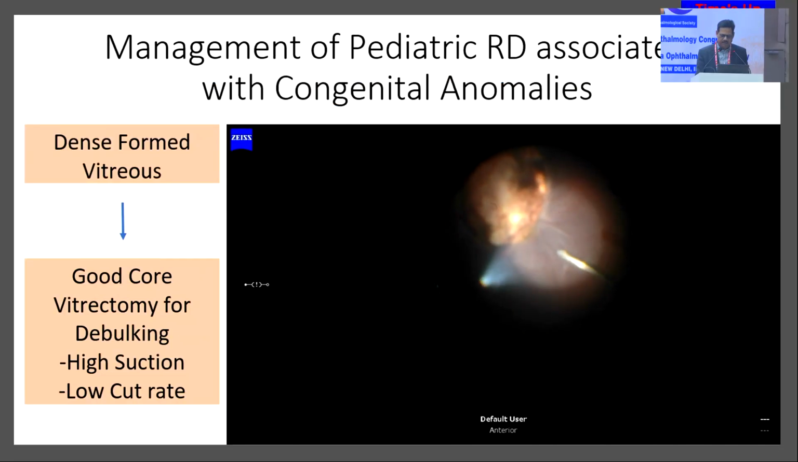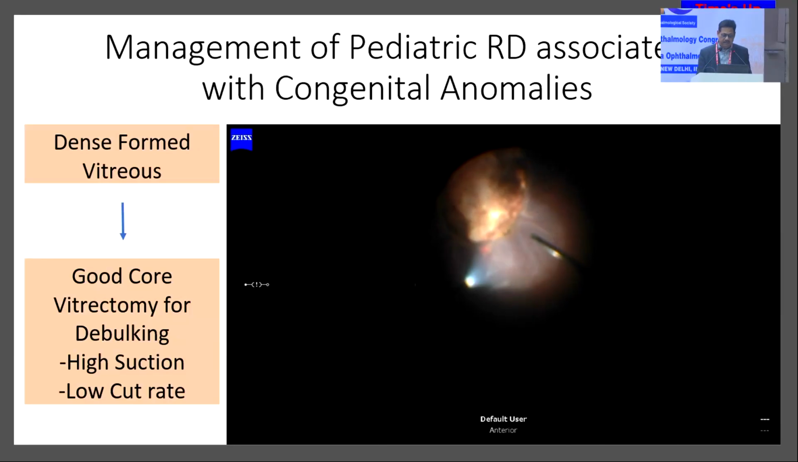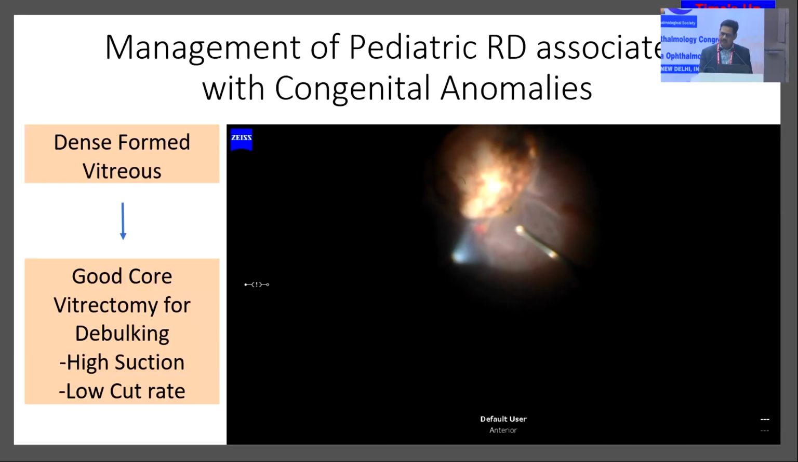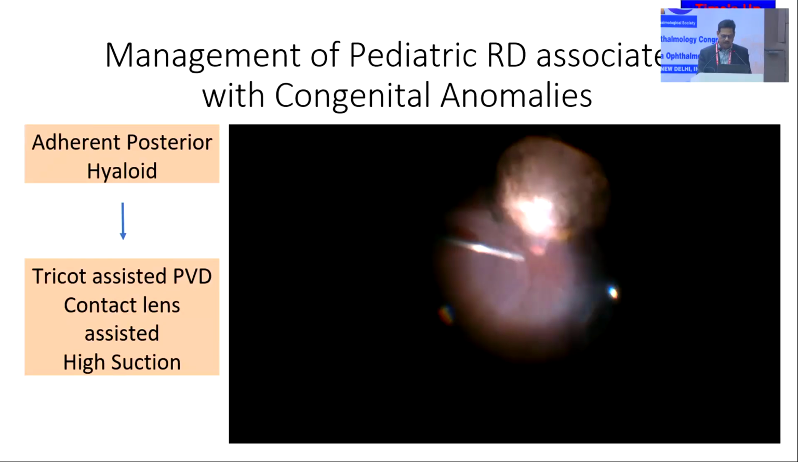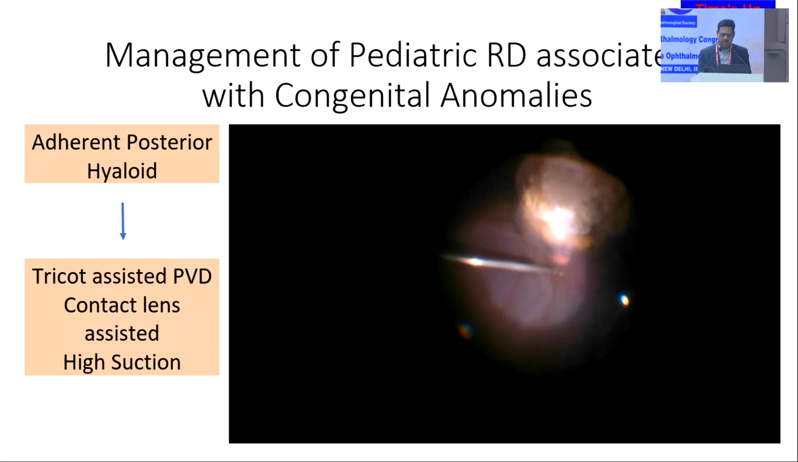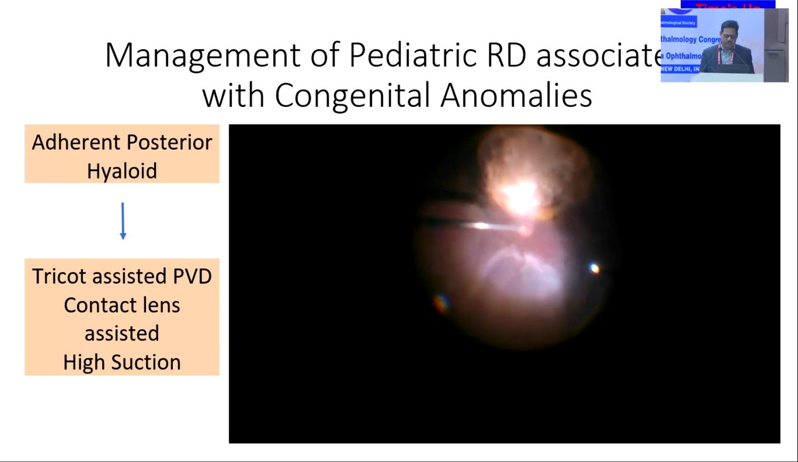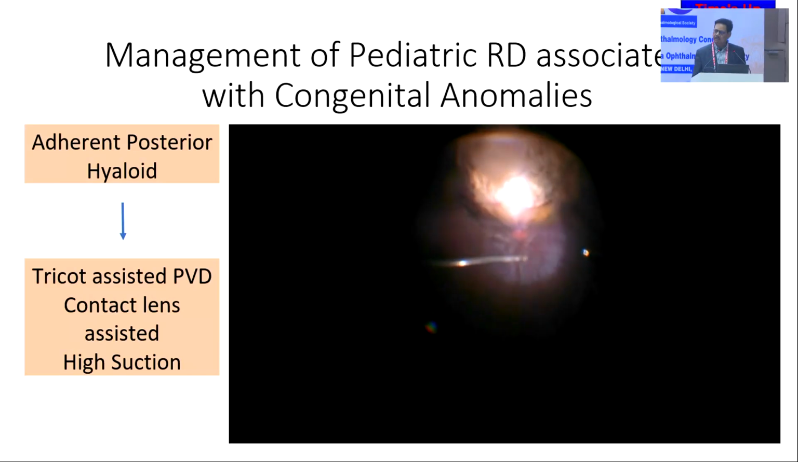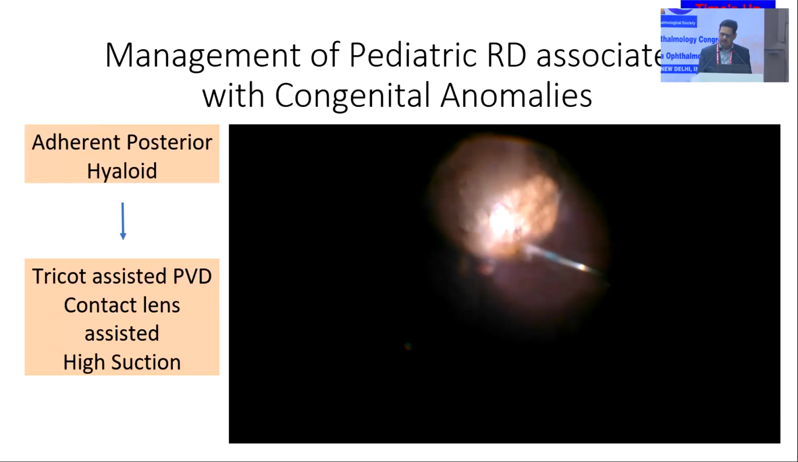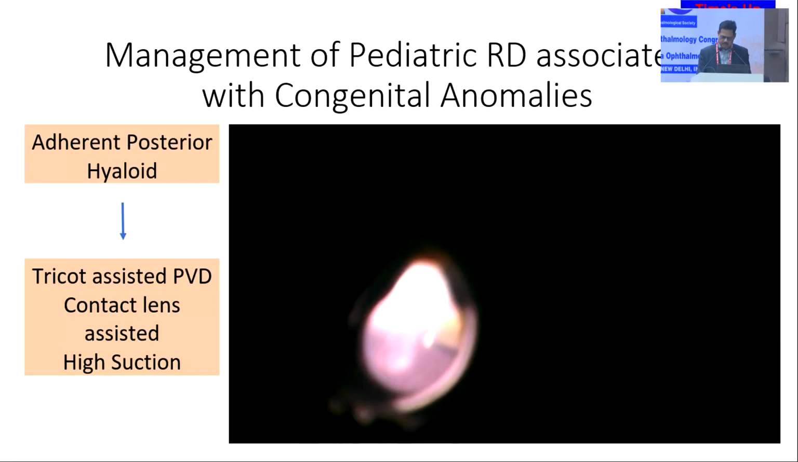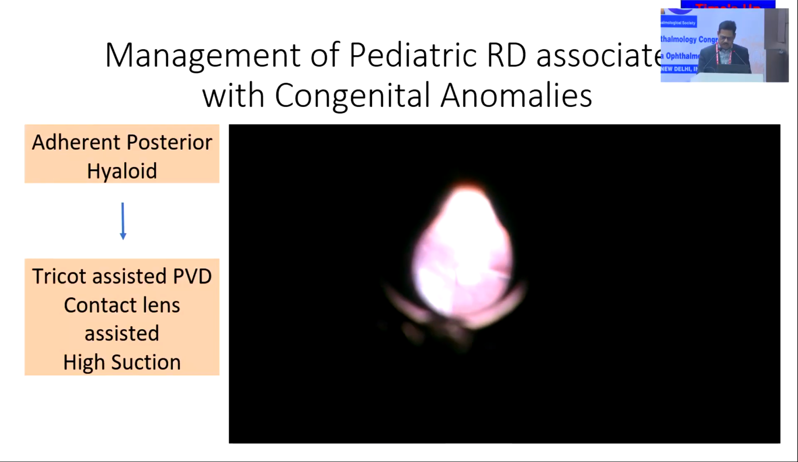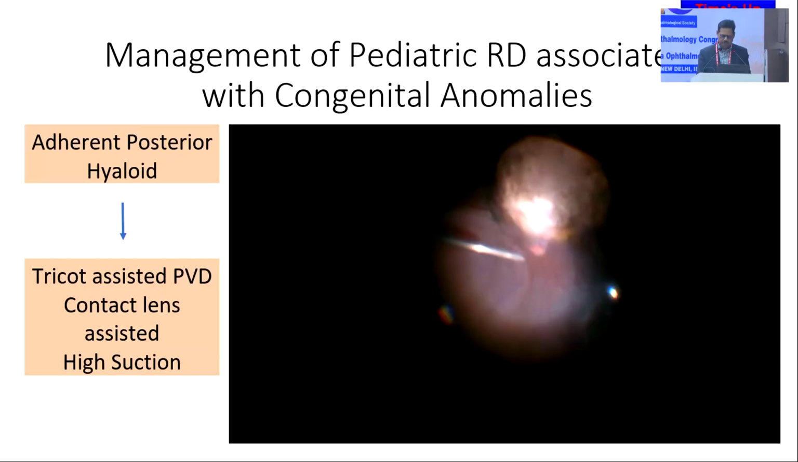And this is pediatric retinal detachment with congenital anomalies. A good core vitrectomy is needed, debulking, with high suction and low cut rate. Cut rate should be smaller. And this is with a coloboma of the choroid, retinal detachment with coloboma. And all of us now are using triamcinolone for induction of the PVD. And after that, you can settle the retina and put the silicone oil. In these cases, the silicone oil has to be injected.